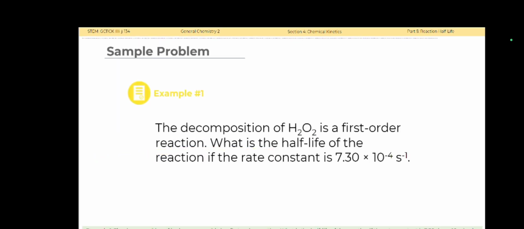Example number 1. The decomposition of hydrogen peroxide is a first-order reaction. What is the half-life of the reaction if the rate constant is 7.30 times 10 raised to negative 4 inverse second?